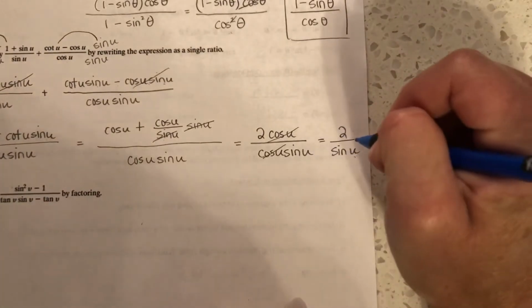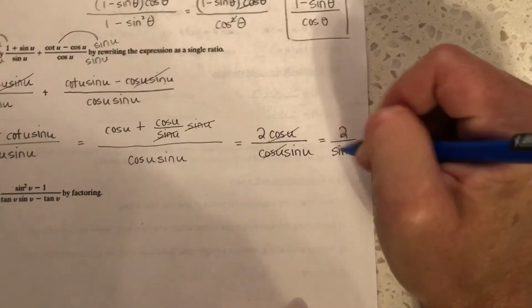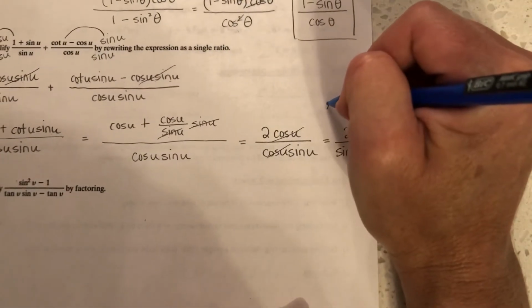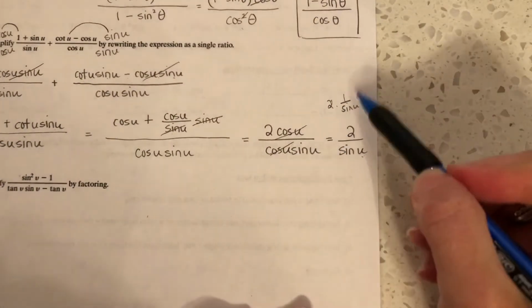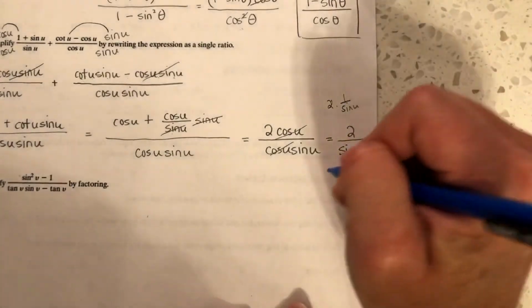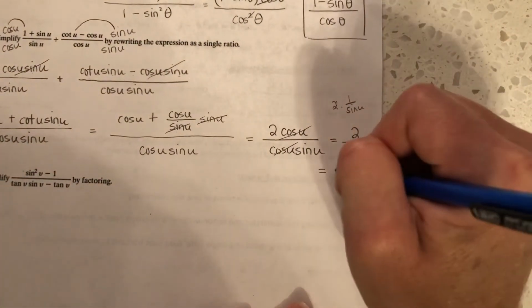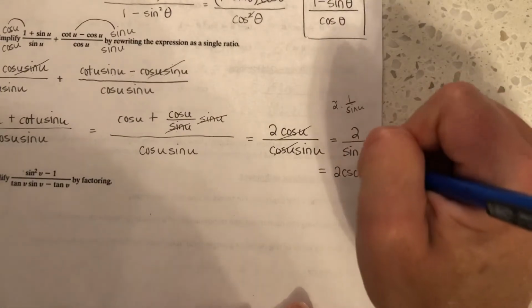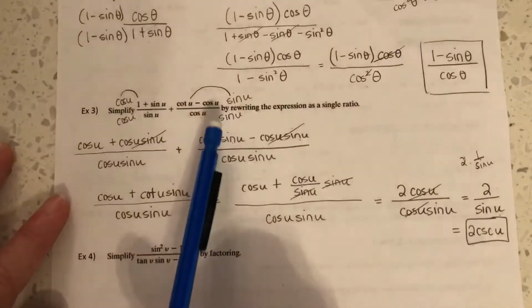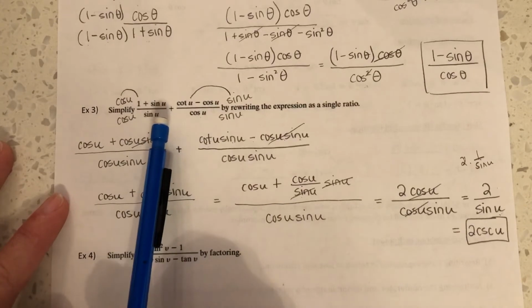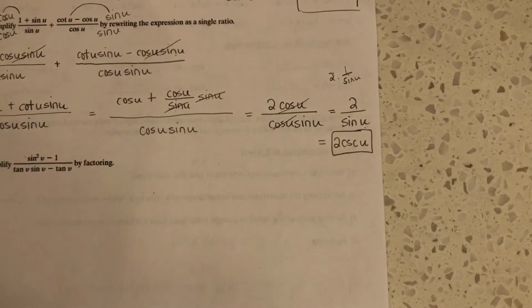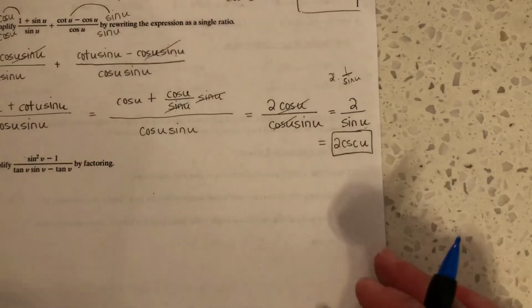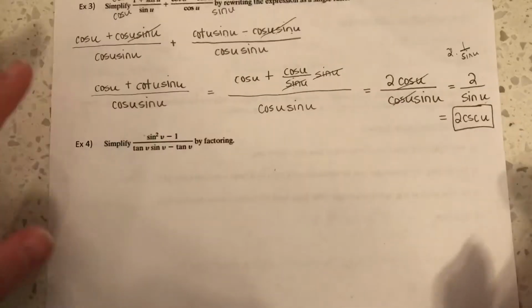So think of this as 1 over sine u that you're pulling out. It's 2 times 1 over sine u is what this is equal to. Well, what is 1 over sine u? Cosecant u. So really it becomes 2 times the cosecant of u. So now this whole expression simplifies all the way down to just 2 times cosecant u. And that's your simplified trigonometric expression. Okay? All right, perfect. One more for today.